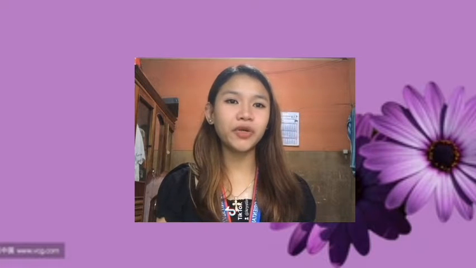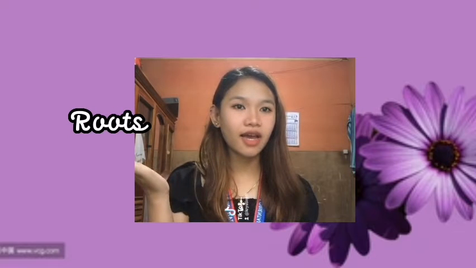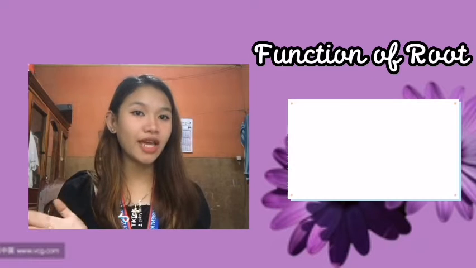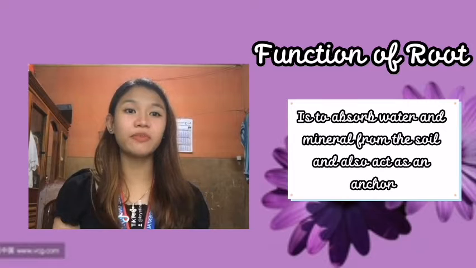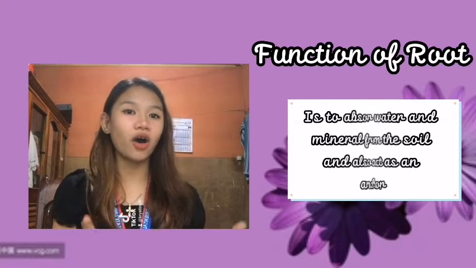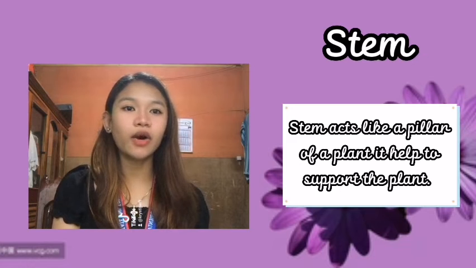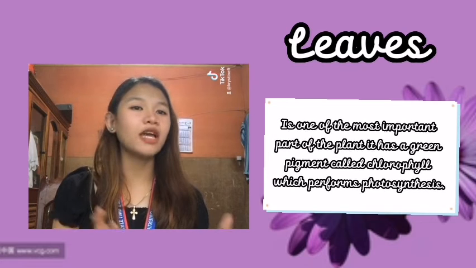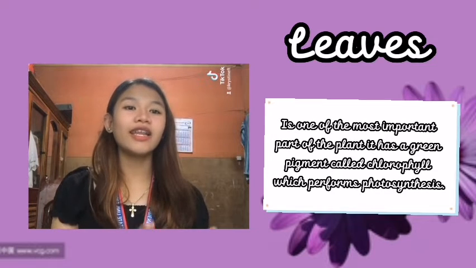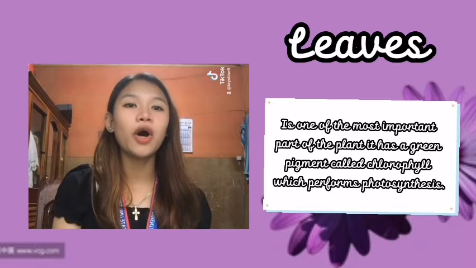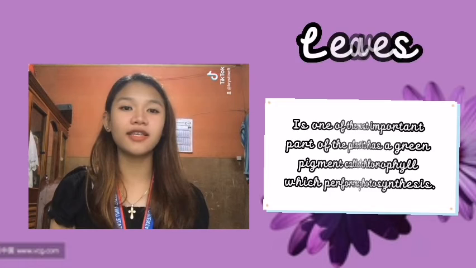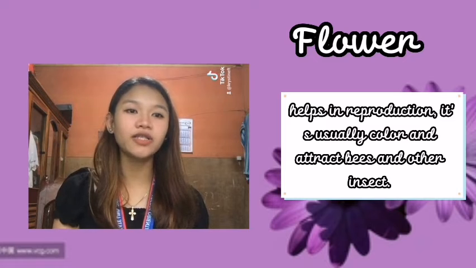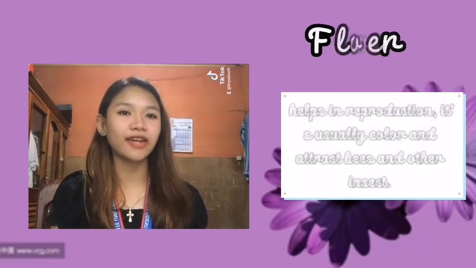There are four major parts of a plant: the root, the stem, the leaves, and the flower. The function of the root is to absorb water and minerals from the soil and also act as an anchor. The stem acts like a pillar of the plant and helps to support it. The leaf is one of the most important parts of the plant, and it has a green pigment called chlorophyll, which performs photosynthesis. And the flower helps in reproduction. It usually has colors that attract bees and other insects.